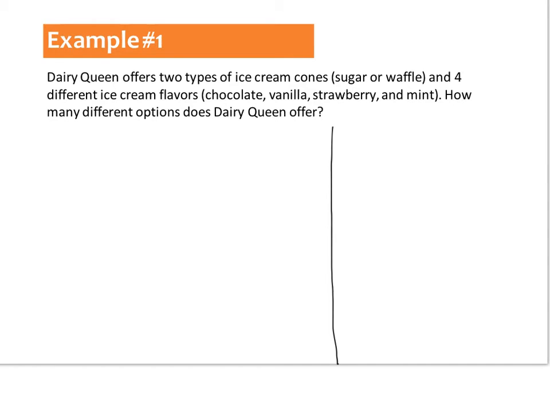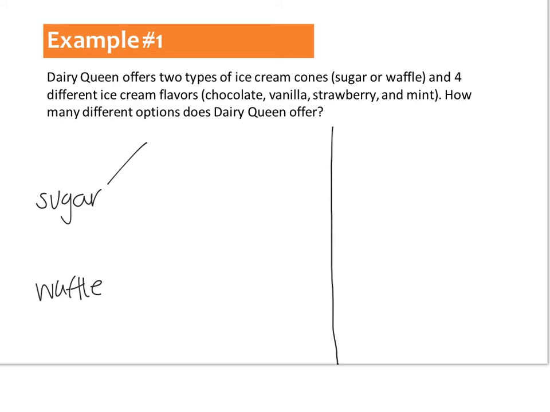Now, the first thing I need to look at is I have 2 different types of cones. So the first cone that I have is sugar, and the second is waffle. So I'm going to go ahead and write down those 2 options, right? Because when I'm going to Dairy Queen and I want to order an ice cream, I got to tell them what type of cone I want. Do I want sugar or do I want waffle, okay? Then, after that, I have 4 different options that I can go with.